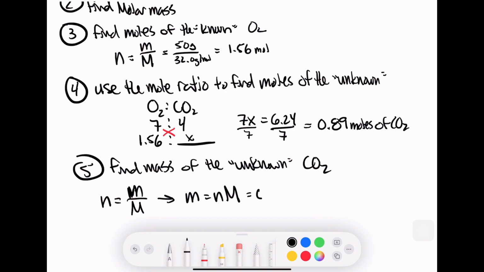And I put in my moles of carbon dioxide times the molar mass of carbon dioxide, which is listed just off screen here. And we do that, and we get a mass of 39.2 grams. And so there is our final answer. And so if you follow these 5 steps for any chemical equation, you should get the right answer when doing gravimetric stoichiometry.